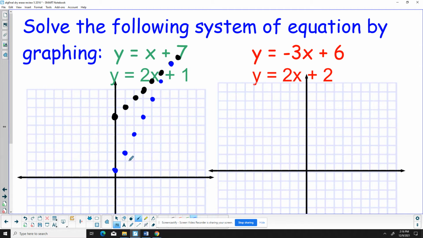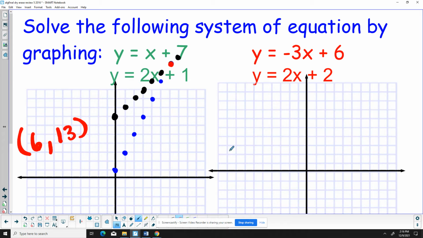It's right there. So the point where they cross is right there. So that's over 1, 2, 3, 4, 5, 6, and up 1, 2, 3, 4, 5, 6, 7, 8, 9, 10, 11, 12, 13. So the point where they cross is 6, 13.